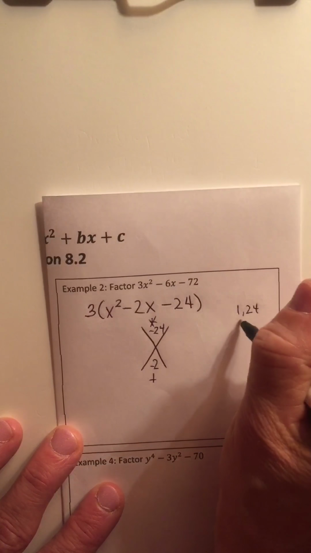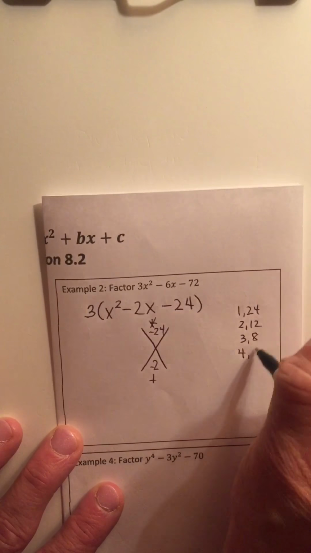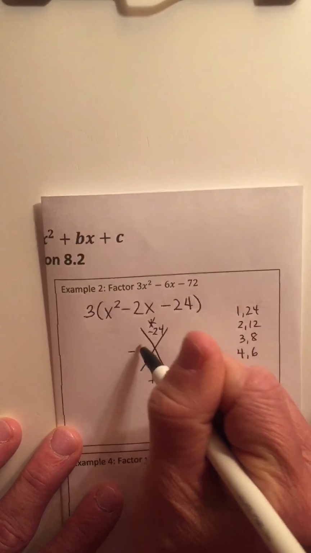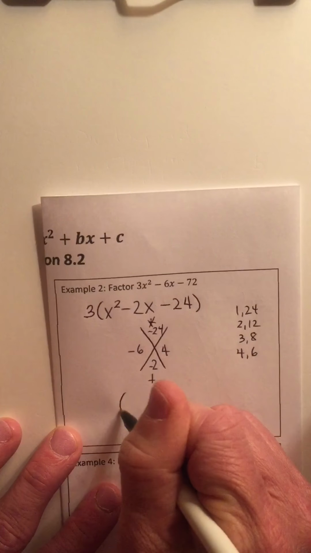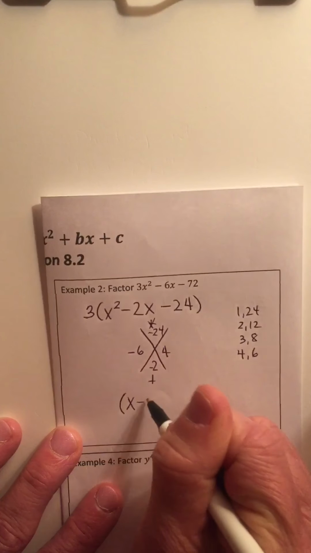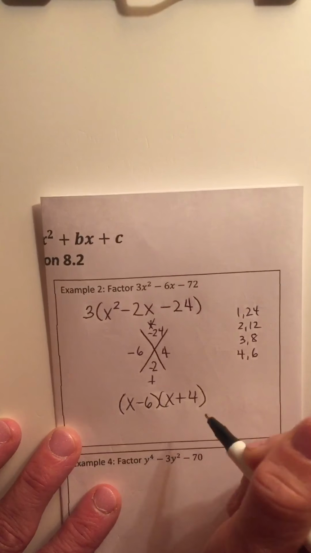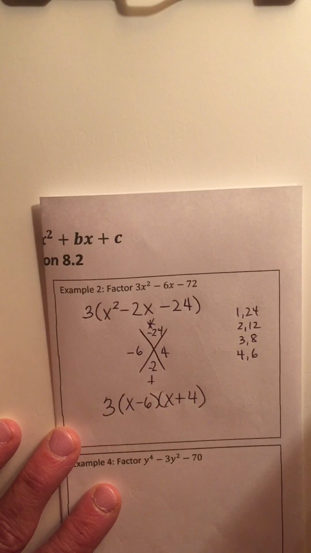1 and 24, 2 and 12, 3 and 8, 4 and 6. But check the signs. We want them to add to negative 2, so we need a negative 6 and a positive 4. Our binomials are x minus 6 times x plus 4. And we're multiplying by that greatest common factor of 3.